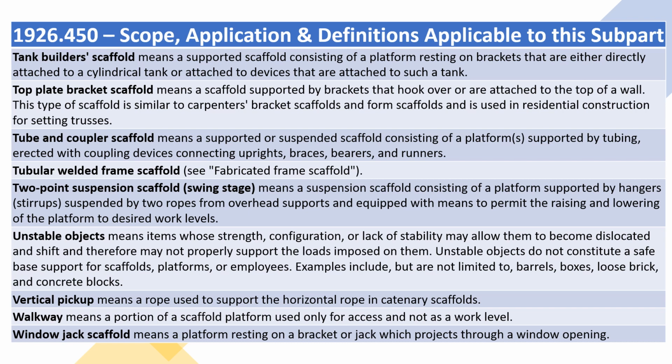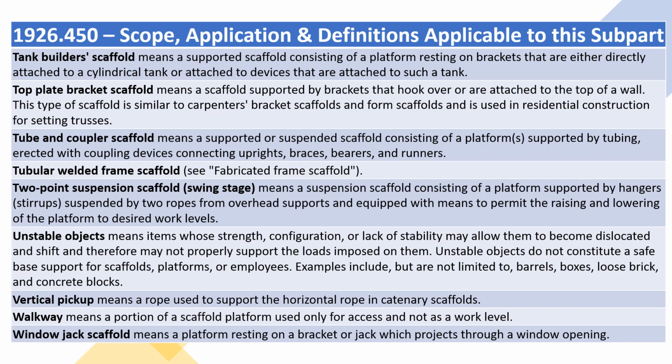Top plate bracket scaffold means a scaffold supported by brackets that hook over or are attached to the top of a wall. This type of scaffold is similar to carpenter's bracket scaffolds and form scaffolds and is used in residential construction for setting trusses. Tube and coupler scaffold means a supported or suspended scaffold consisting of a platform supported by tubing, erected with coupling devices connecting uprights, braces, bearers, and runners. Tubular welded frame scaffold, see fabricated frame scaffold.